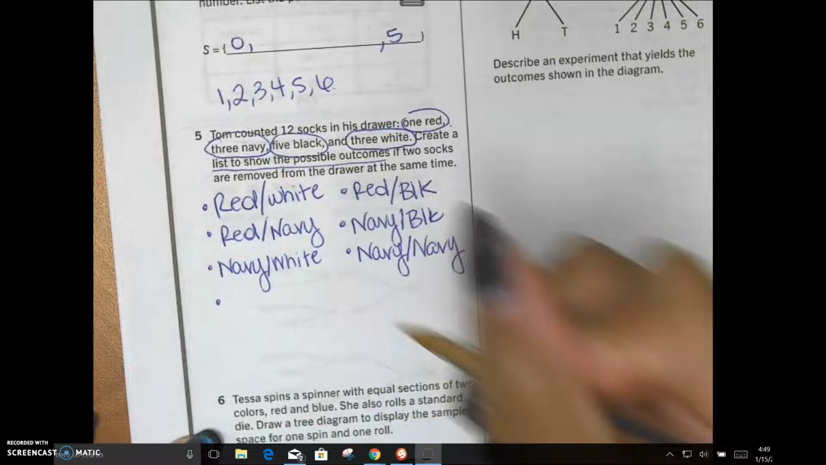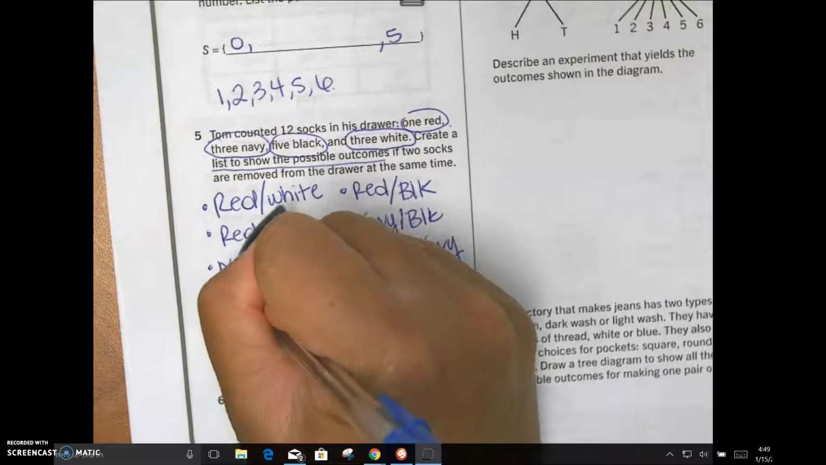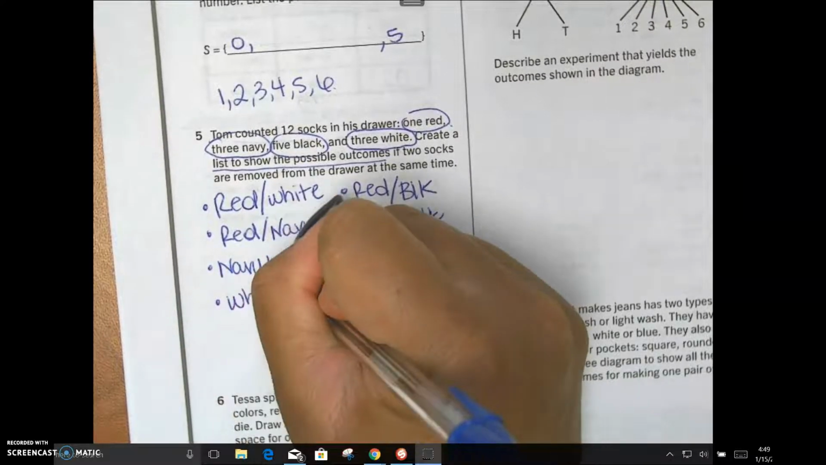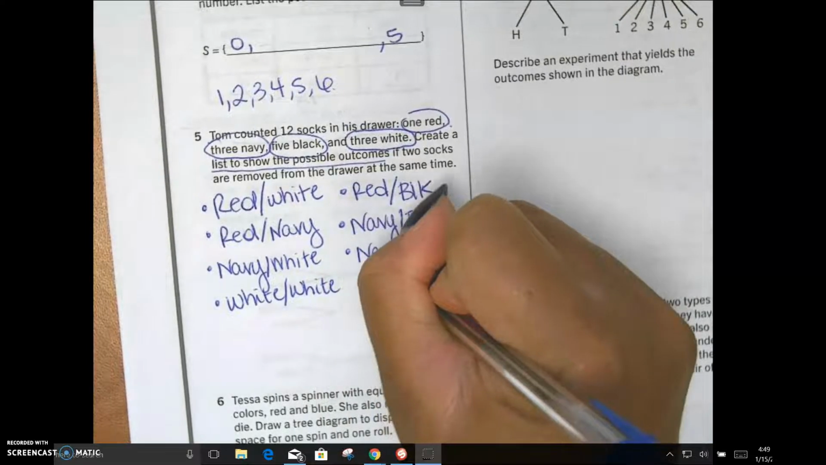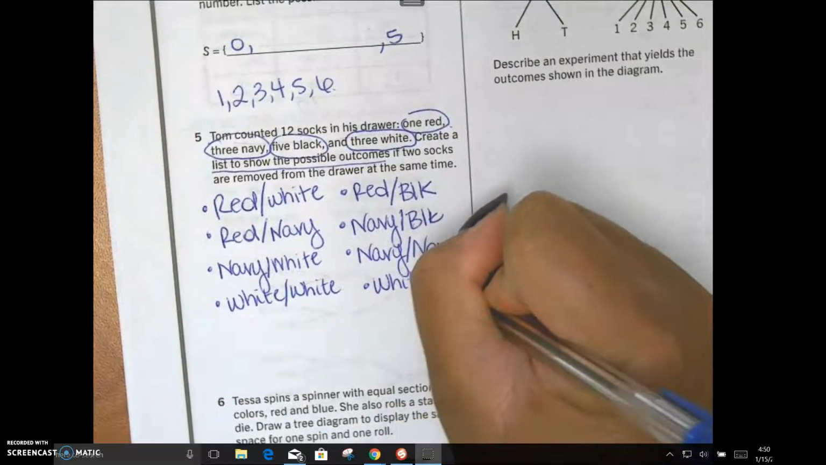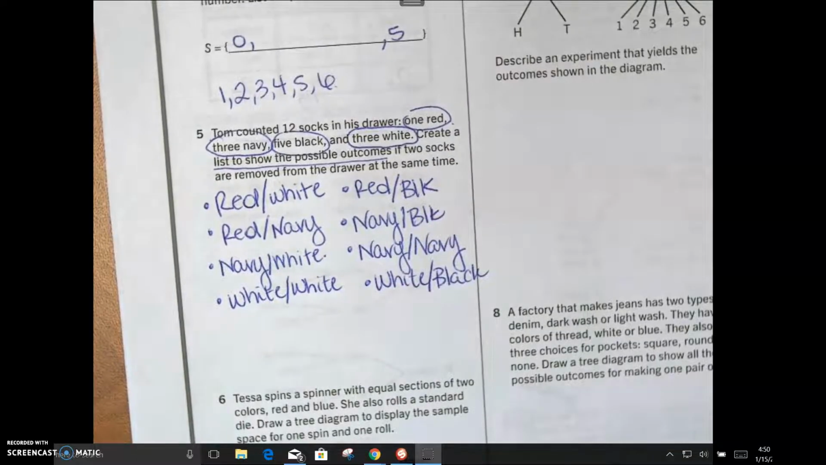All right, who's left? Who? White and who? And who else? Good. I already did white and navy. Right here. Last one.